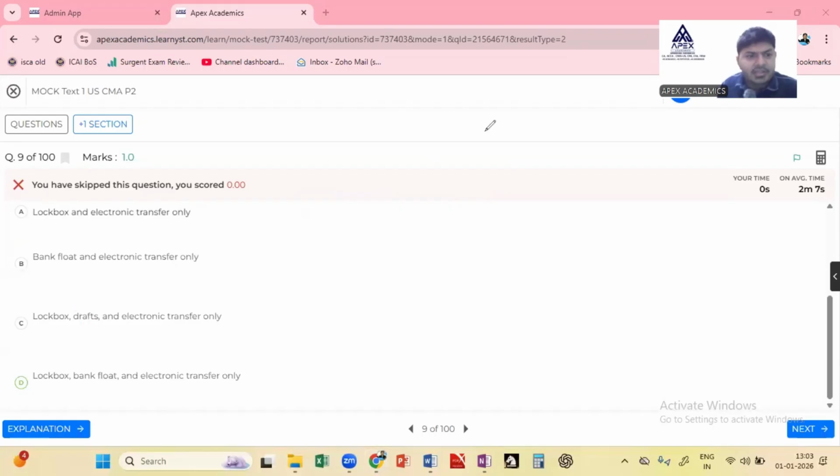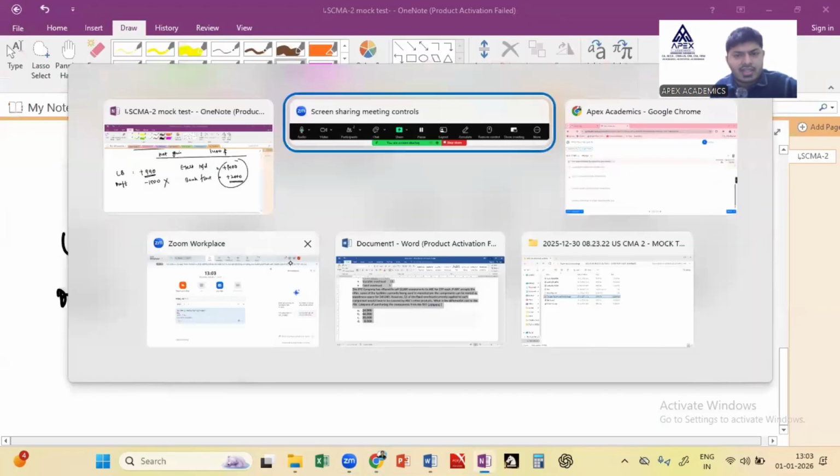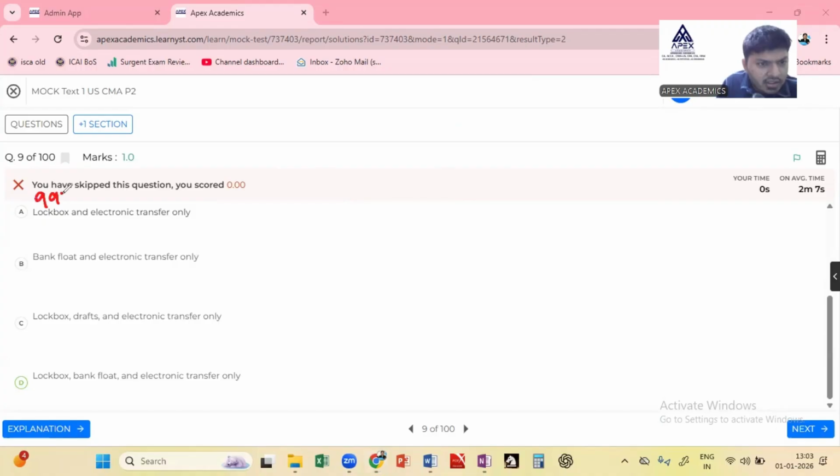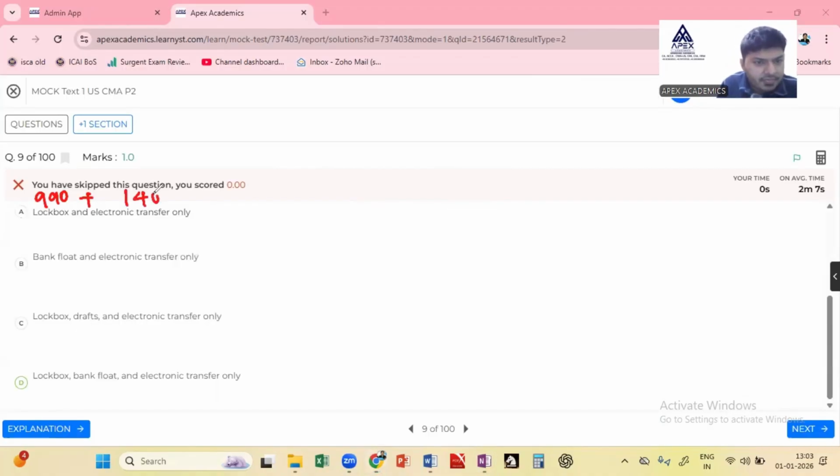So let's make this logical analysis. In lockbox, let's take a look. In lockbox, what is your gain? Lockbox, my gain is 990. Plus, what is the gain in electronic transfer? The gain in electronic transfer is 1,400. What is your income in option number A? 2,300. Now let's go for option number B.